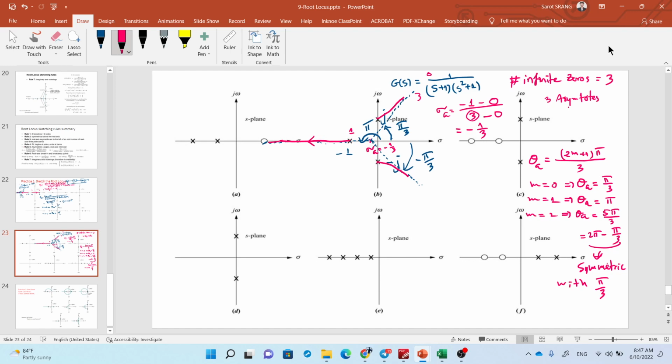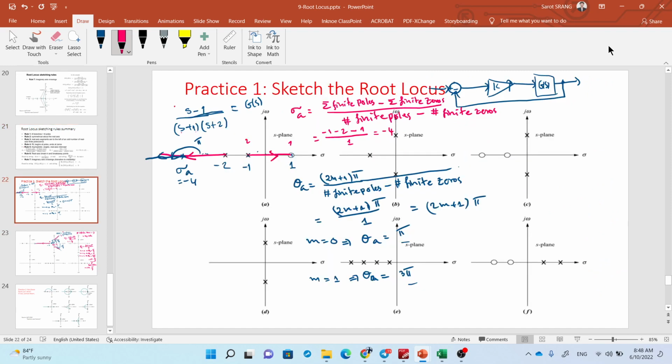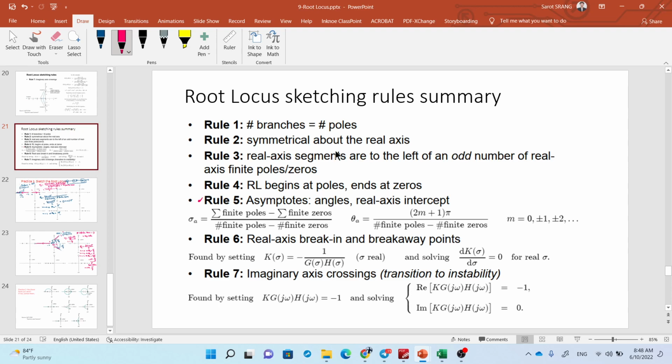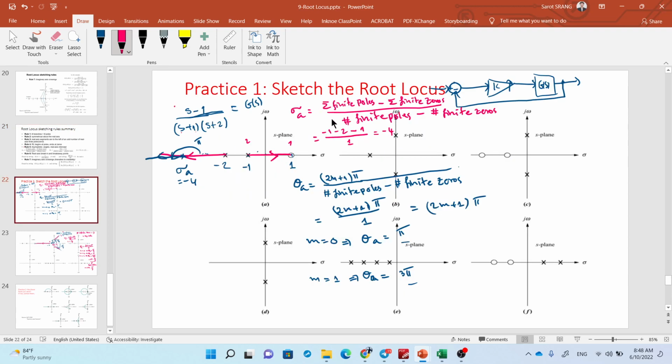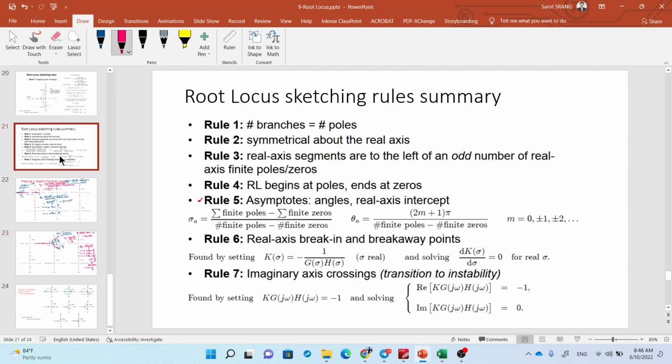And let's validate with other rules. Rule number one says number of branches equals number of poles. Is that true? Look, how many poles do we have? Three. How many branches do we have? Three. All the red, three branches. And the locus is symmetrical about the real axis. Is it true? Yeah, this one for sure is on the real axis already. So yes, symmetrical with respect to the real axis. So it's validated.